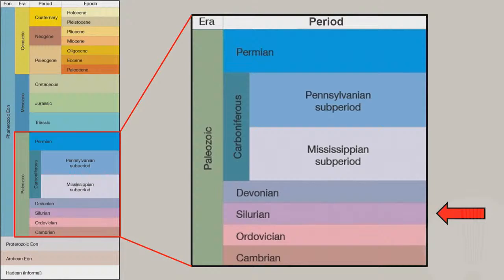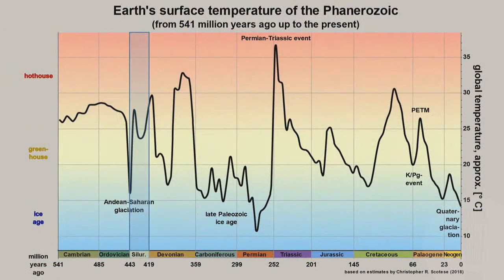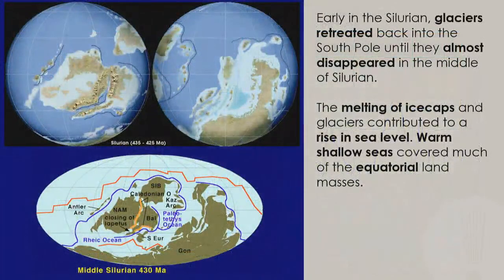Moving forward from the Ordovician to the Silurian, this period enjoyed a relatively stable climate and warm temperatures, in contrast with the extreme glaciations of the Ordovician beforehand and the extreme heat of the Devonian, which we'll talk about next. This period witnessed a relative stabilization of the Earth's climate, ending the previous pattern of erratic climate fluctuations. Early in the Silurian, the glaciers retreated back into the South Pole until they'd almost disappeared.